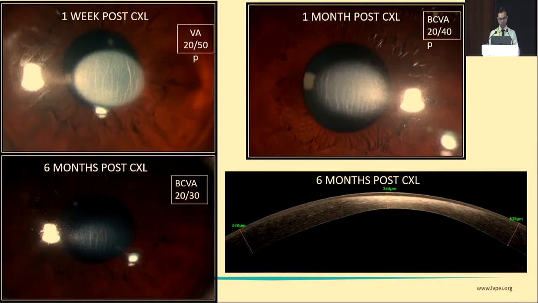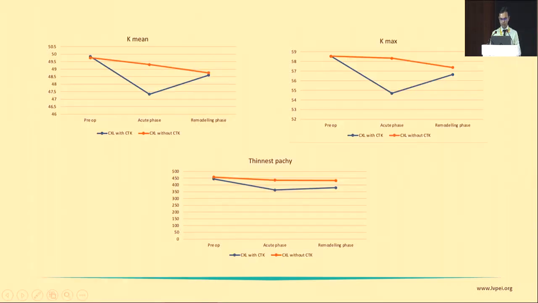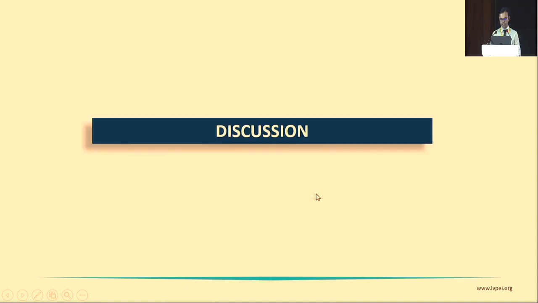As we can see, over time the opacity fades away, and ASOCT shows there is significant stromal thinning just below the opacity. This is the graphical representation which shows that in the acute phase of CTK there is significant corneal flattening, and in the remodeling phase the cornea becomes steeper, but the steepness is still less compared to the preoperative level. Also, the pachymetry, the thickness of the stroma, decreases in the acute phase of CTK.